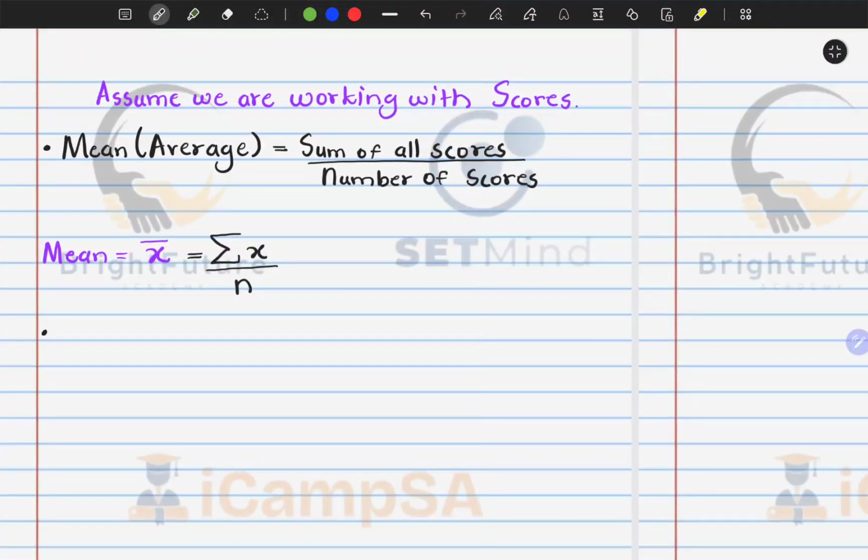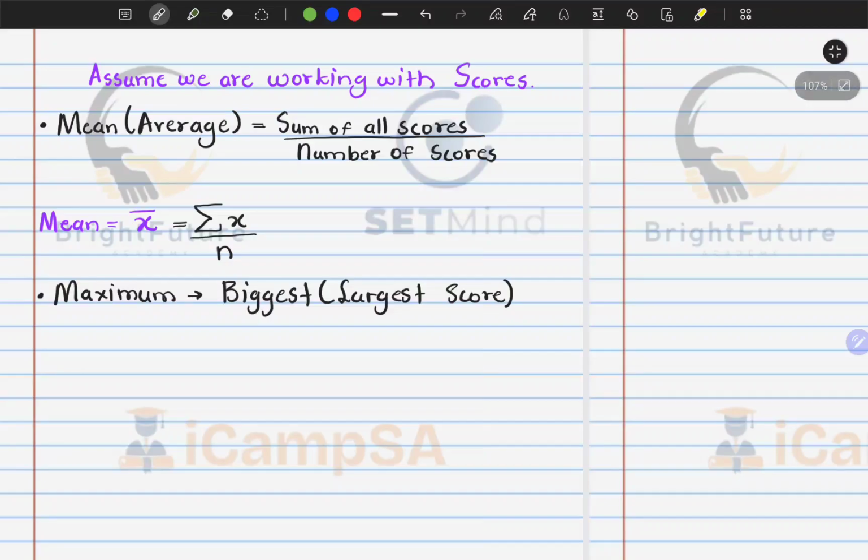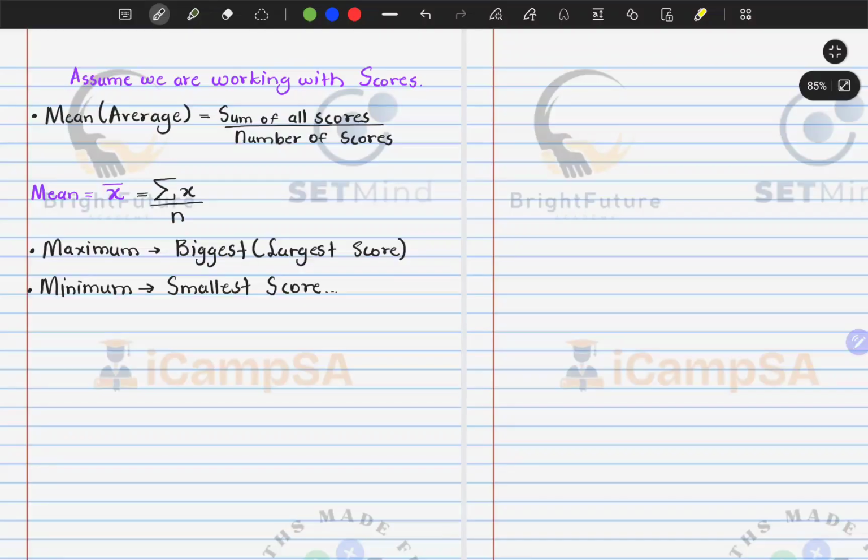Okay. And then, when we are talking about important terms, we also want to talk about the maximum. If we are talking about score, this is the biggest, or we can say the largest score. So this will be our maximum. And then we will also have our minimum. And for this, you would be talking about your smallest score. So meaning you rearrange the data, you get the smallest score.